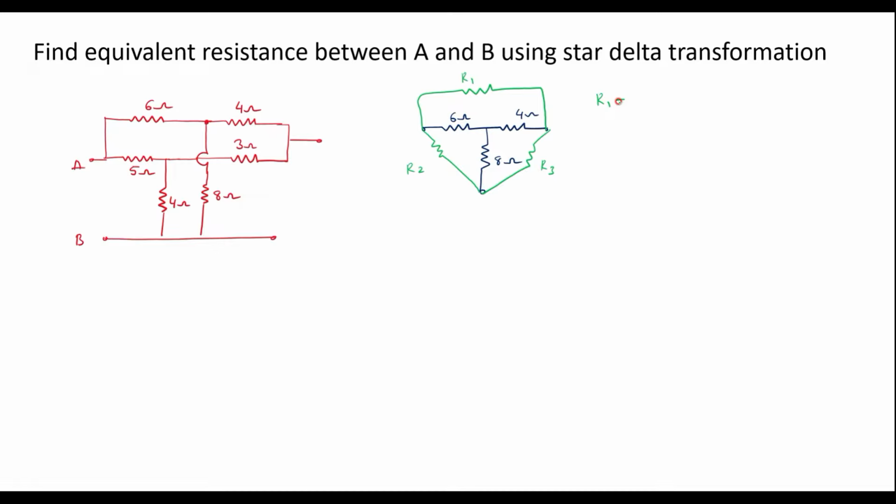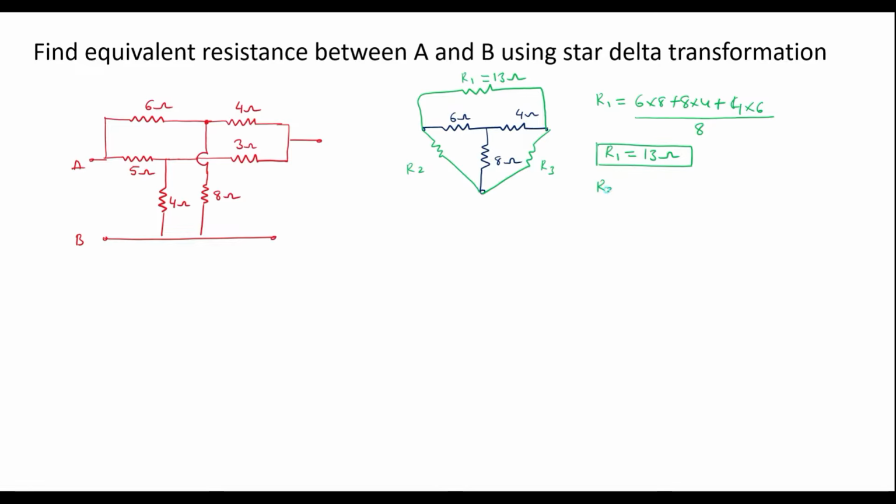So R1 is equal to 6 into 8 plus 8 into 4 plus 4 into 6, divided by, opposite to R1 is 8 ohm, divided by 8. Therefore the value of R1 is equal to 13 ohms.